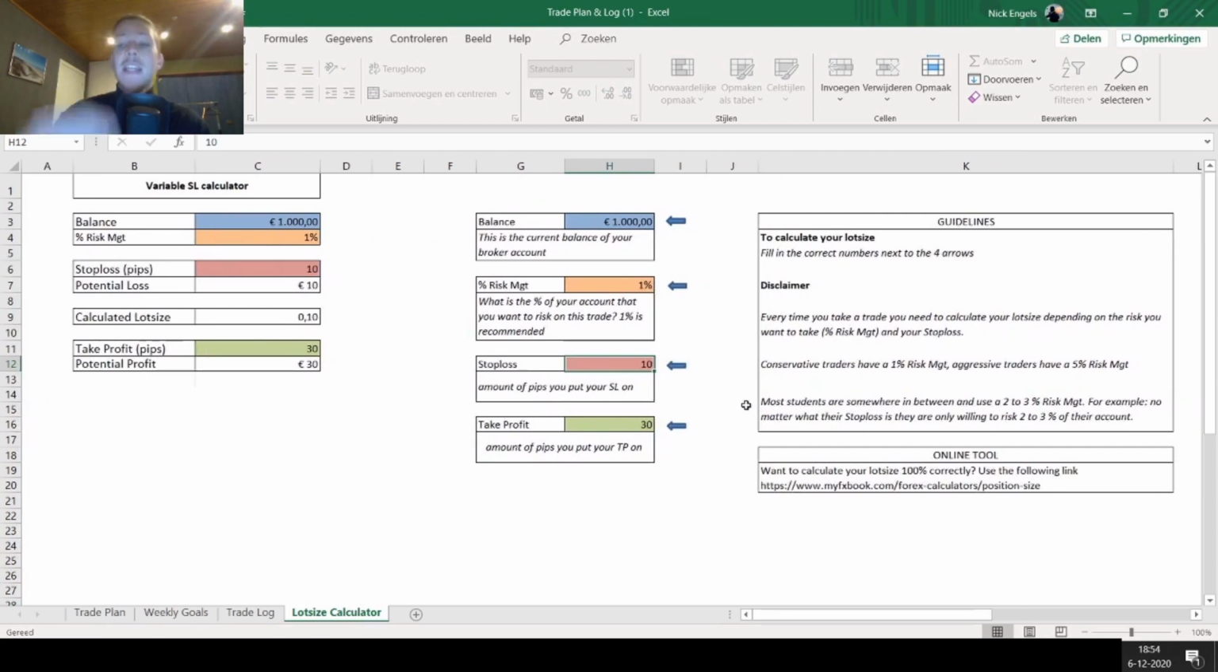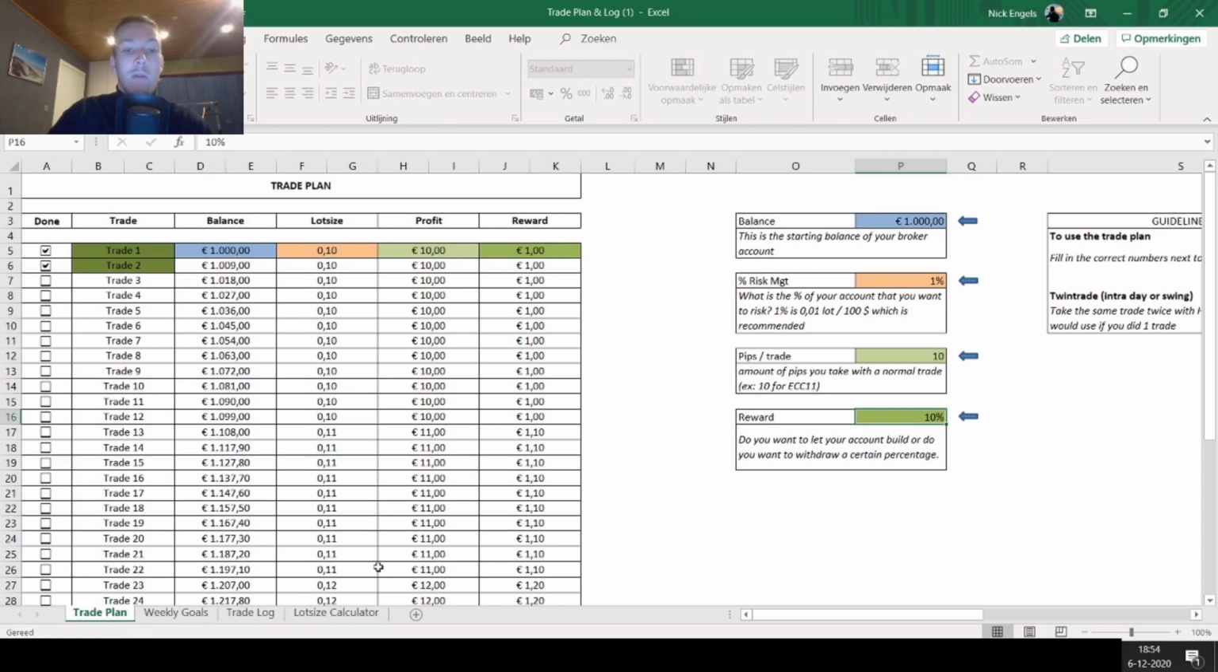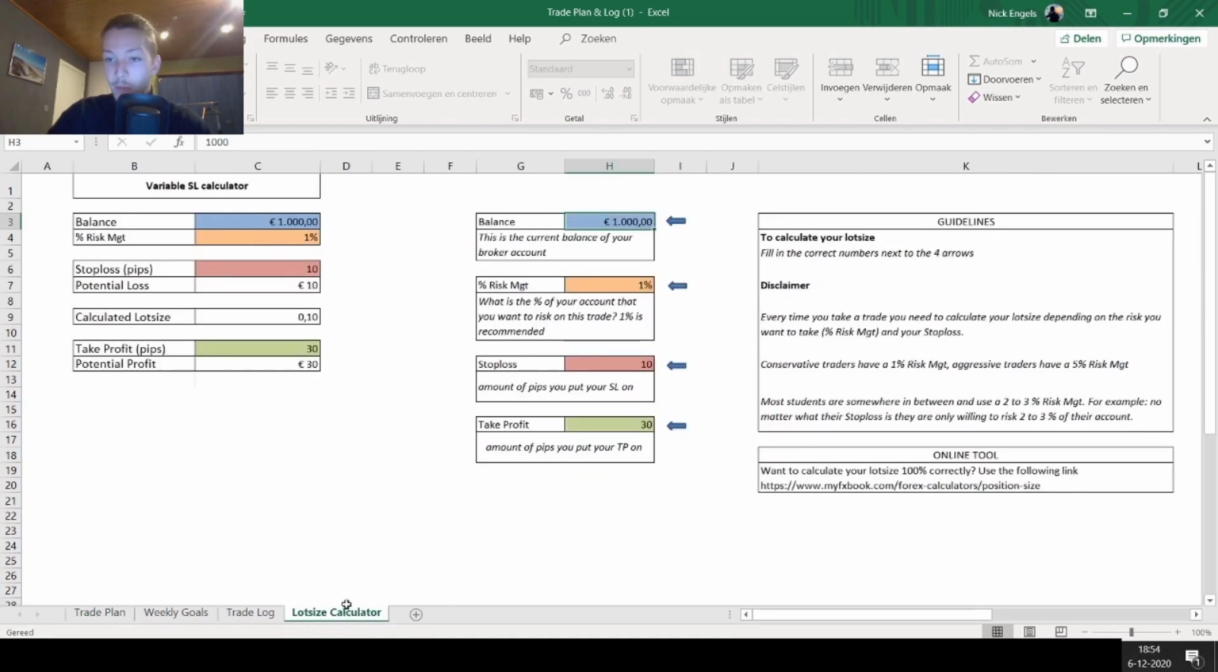So let's use the exact same example as we did in the trade plan. So for the balance, we fill in $1,000. As you can see, we use the same risk management of 1%. And if we indeed fill in this stop loss of 10 pips, you will see that we have the exact same calculated lot size as we had in the trade plan over here. Now, if our stop loss would actually be bigger, for example 20 pips instead of 10 pips, we can see that the lot size automatically changes.